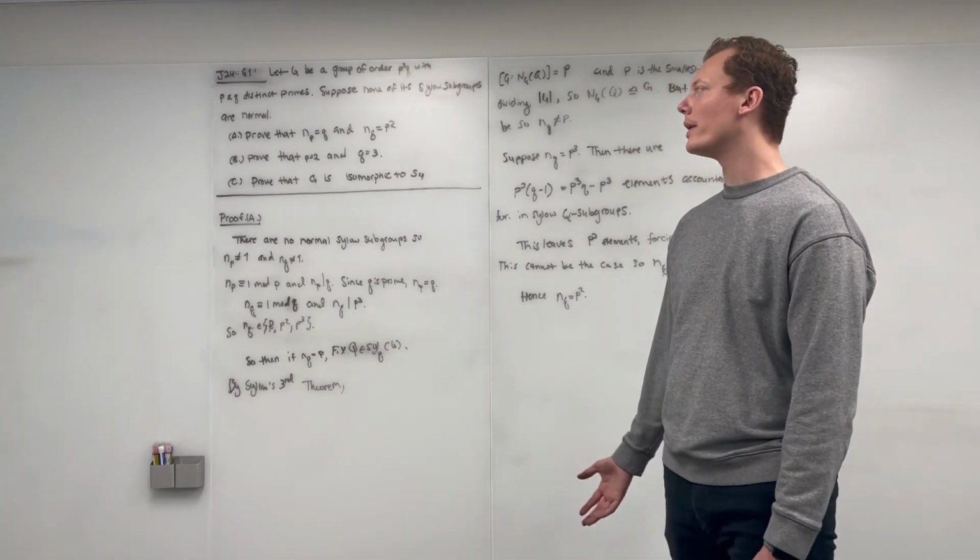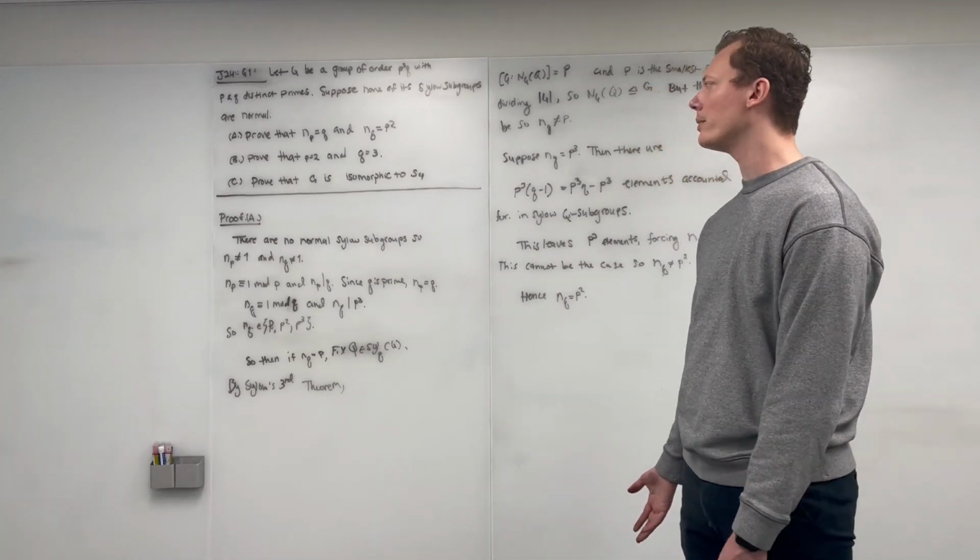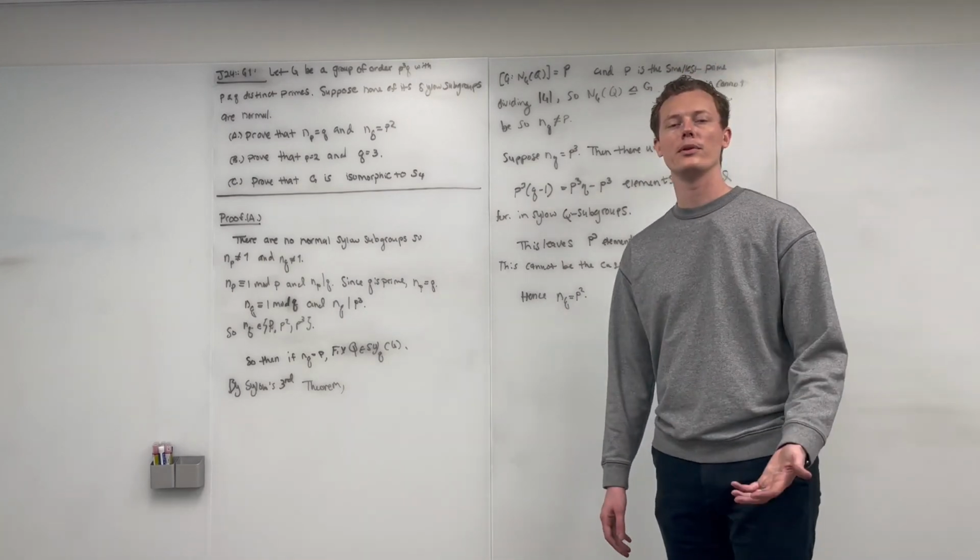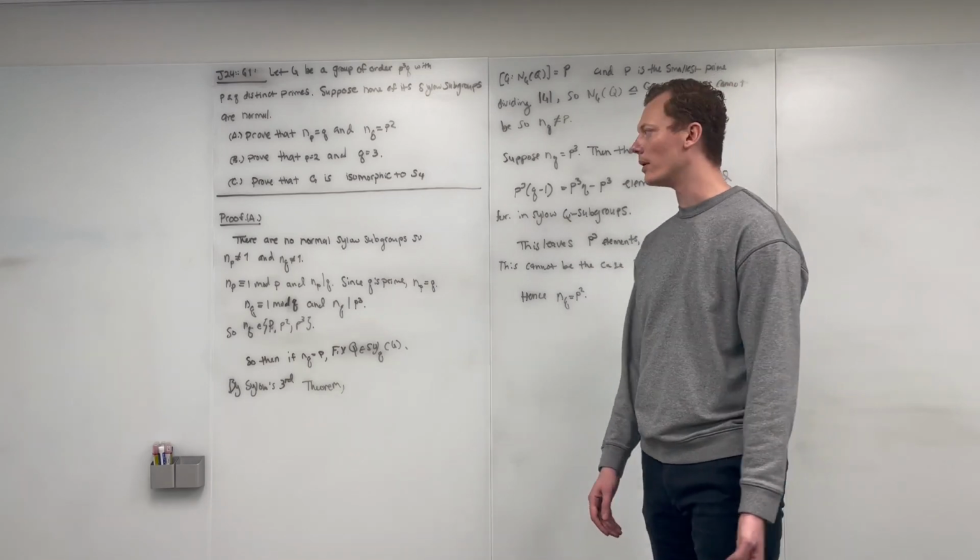In part B, we're going to prove that this forces p to be equal to 2 and q to be equal to 3. And then in part C, we want to prove that G is isomorphic to S4.